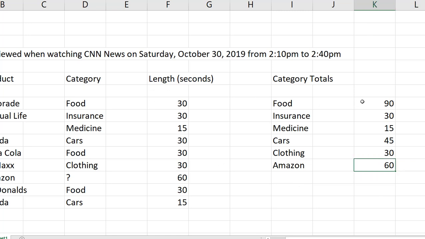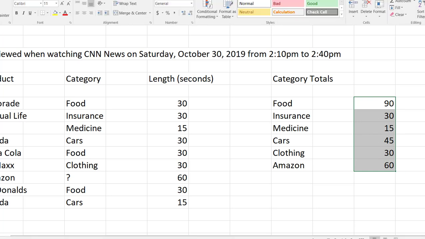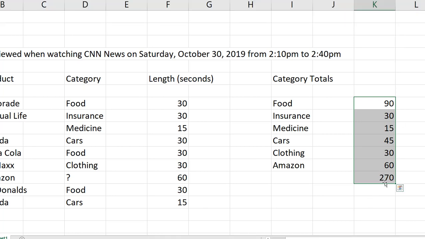Now the first thing you do is you highlight all of this and you go up. And what's my favorite one? My favorite one, you go to Home and you say AutoSum. I love AutoSum. Bang. Okay, so we've got 270 seconds worth of ads total. And then to get your percentages, you just write equals. That means you're doing a calculation. And then this amount divided by the total.